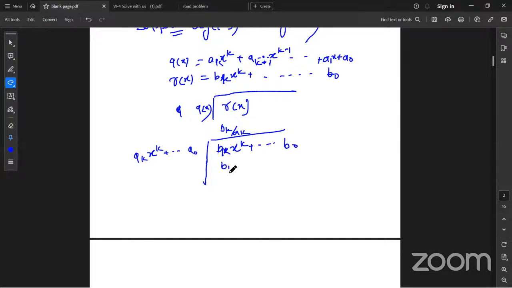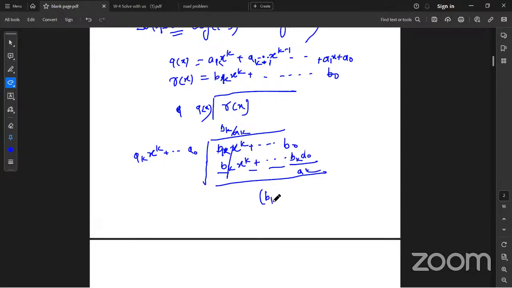Then here you will get b_k x raised to the power k, plus, in the last step, what you will get? b_0 minus b_k a_0 divided by a_k, right? This term will cancel out, right? Here what you will get?